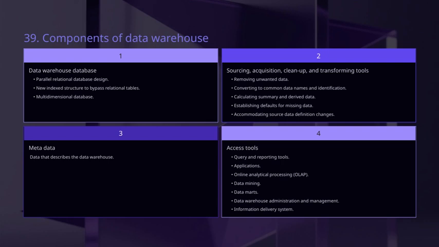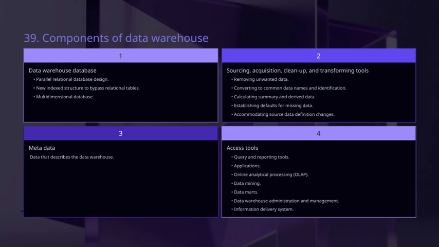Access tools are vital for interacting with the data. They help us accommodate changes in source data definitions, establish defaults for missing data, and calculate summaries or derived data to enhance analysis. They also convert data to common names and identifiers, ensuring consistency, and remove unwanted data that may not be relevant or accurate. On the other hand, sourcing, acquisition, cleanup, and transforming tools handle the initial stages, bringing in data from various sources, cleaning it up, and transforming it into a usable format.